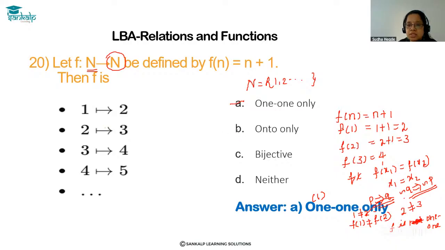So, option A is the correct option. Since it is not onto, it is not bijective, but it is 1-1, so you can't take neither also. So, f is 1-1 only. Got it? Just remember the contrapositive method and follow it. You will get the required answer. Thank you.